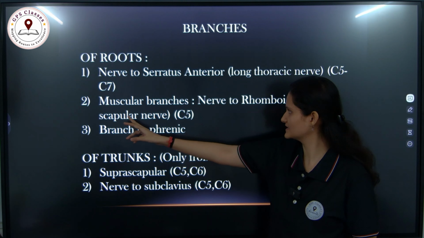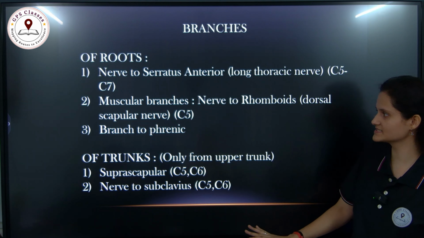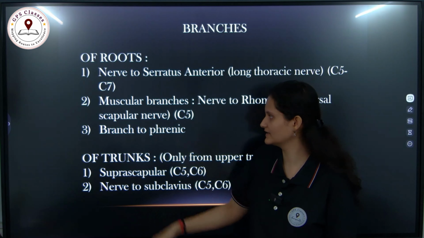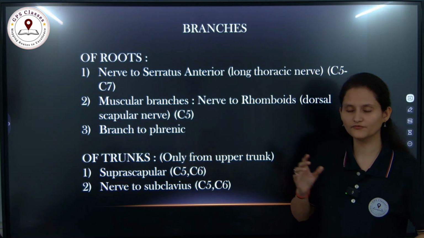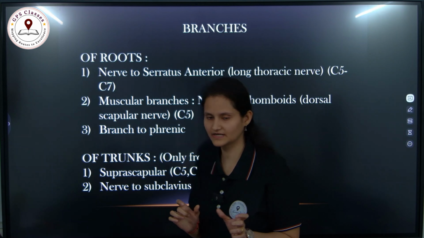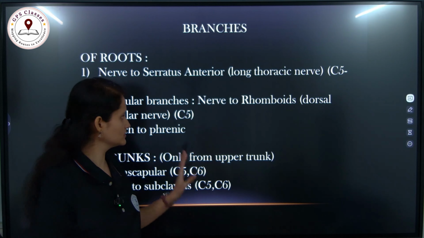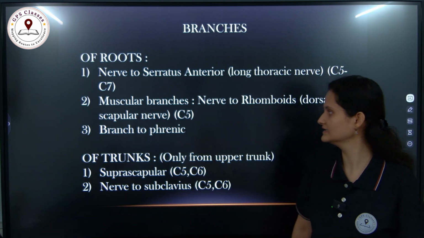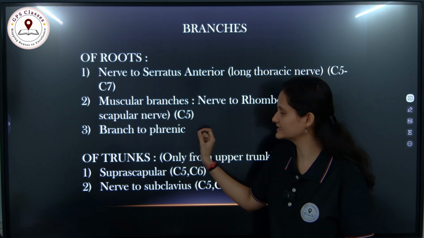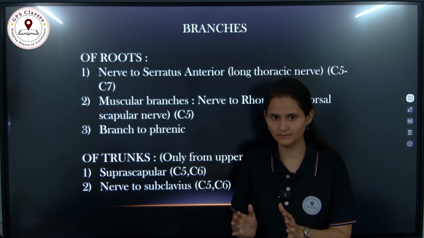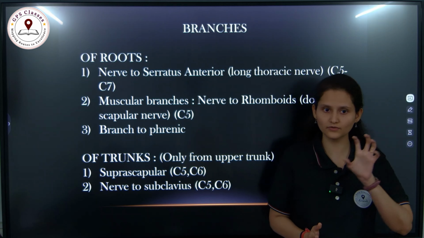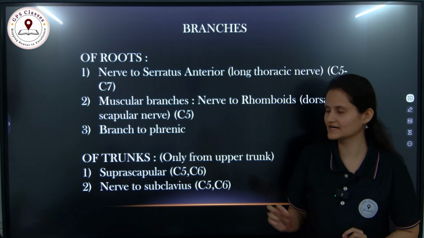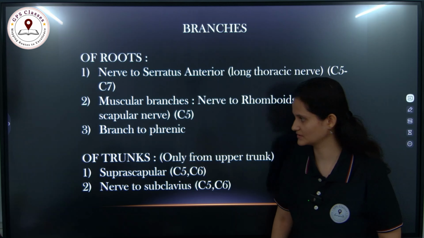Next are the muscular branches. One is nerve to rhomboids, also called dorsal scapular nerve, and the branch to phrenic. Whenever we say phrenic, it means diaphragm, so this will be supplying the diaphragm. Remember that it is written as C5, but it receives more root fibers from C4, and C5 has only small nerve roots.